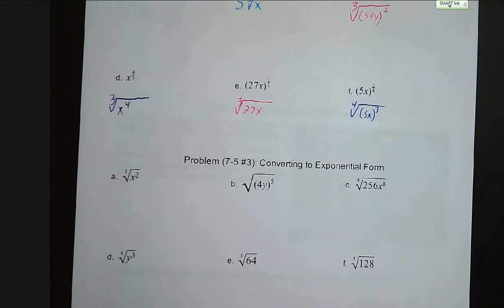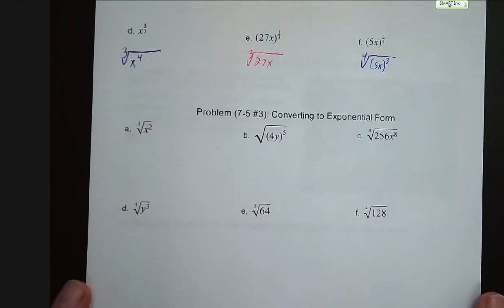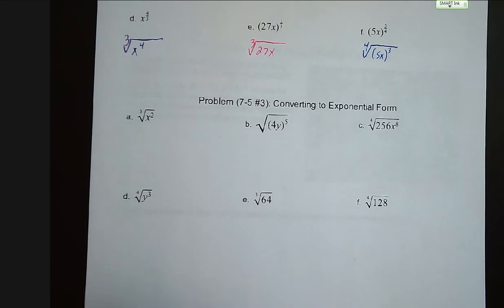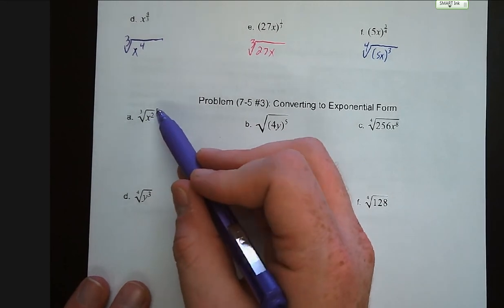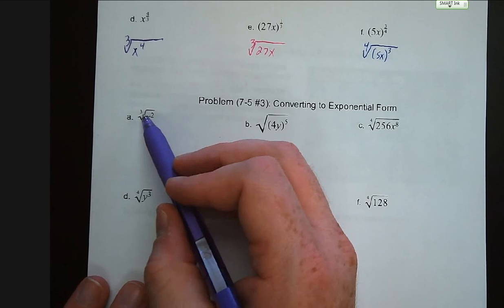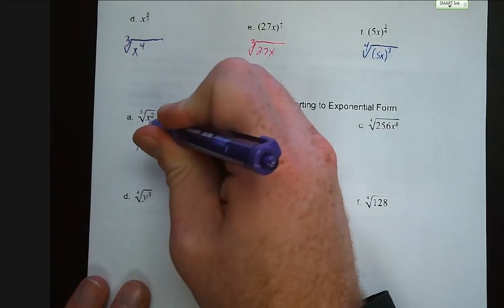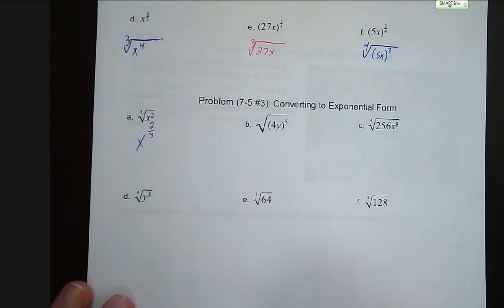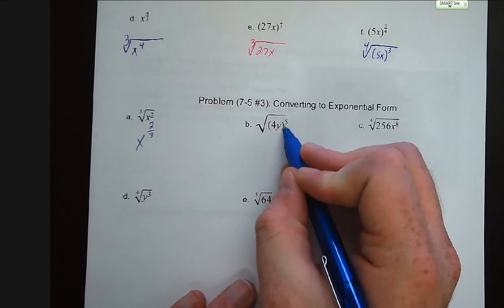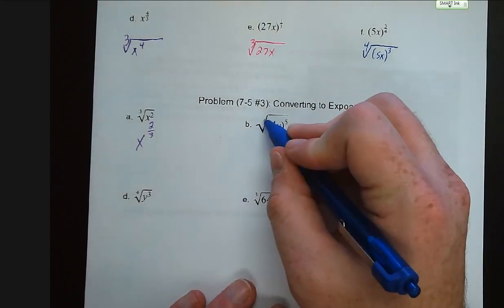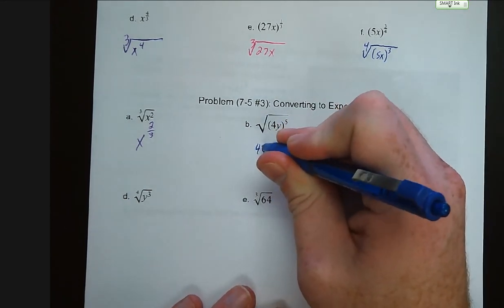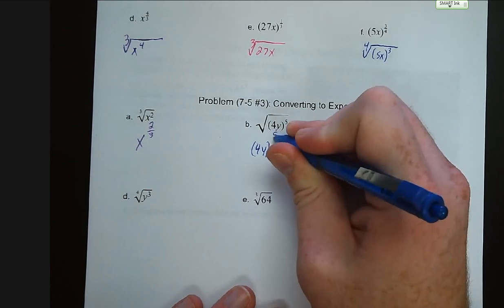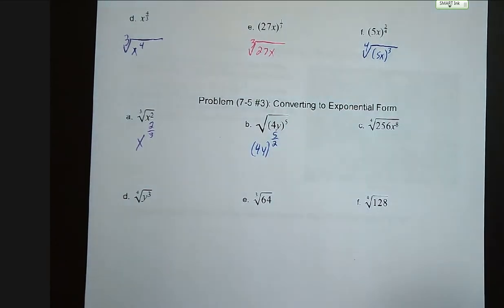Now, 7.5 number 3 is going the other way. We're going to exponential form. So to go to exponential form, we take whatever is the exponent on our variable, that's going to be our numerator, and whatever the index is, that's our denominator. So this is x to the 2/3 power. Letter B, we have 4y to the 5th, and when there's nothing there, it means we're taking the square root. So it's 4y to the 5/2 power.